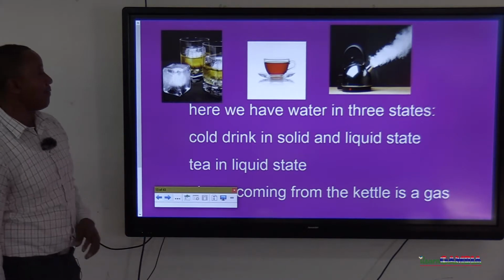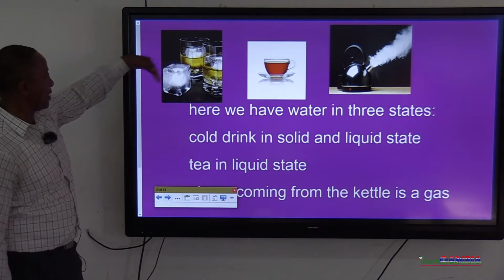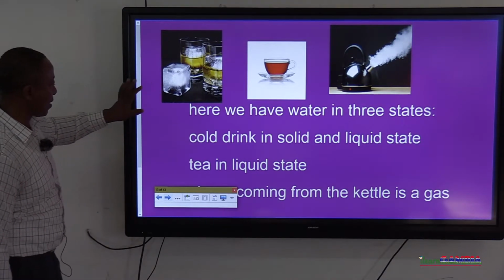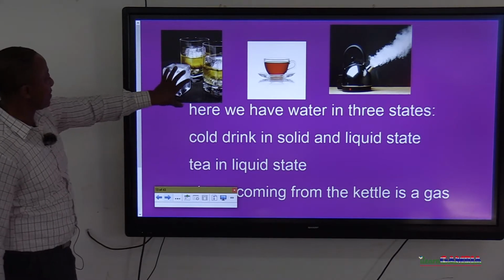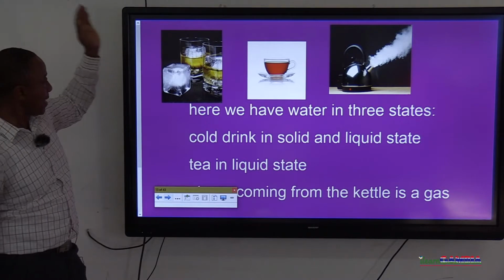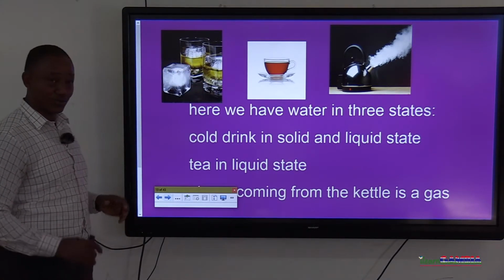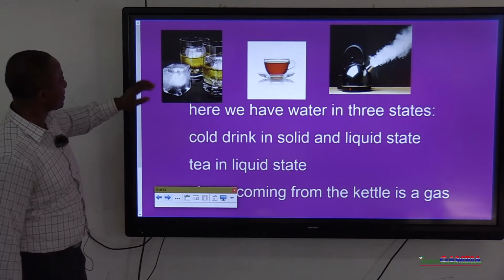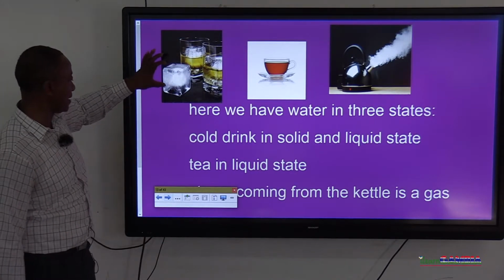So here we have water in 3 states. Let's look at the first picture near to me. We have a cold drink in solid and liquid state. So the ice represents the solid, and when you put that in your drink, it's still going to remain as a solid for some time, and then gradually it will become a liquid. But the fact is, we have a solid, we have a liquid. These are 2 different states of matter.